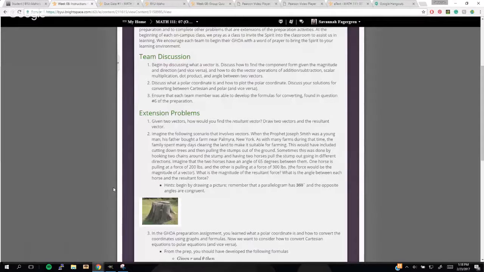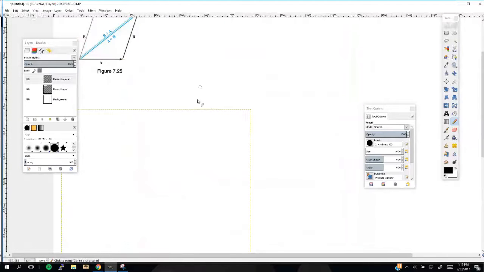So imagine the following scenario. It gives us a lot of history. Imagine that the two horses have an angle of 65 degrees between them. One horse is pulling at a force of 200 pounds, and the other is pulling at a force of 300 pounds. The force would be the magnitude of a vector. What is the magnitude of the resultant force? What is the angle between each horse and the resultant force? They went over a problem that was basically this, except without all the backstory, in the videos as well. Yeah, I remember that, it was the exact same problem.